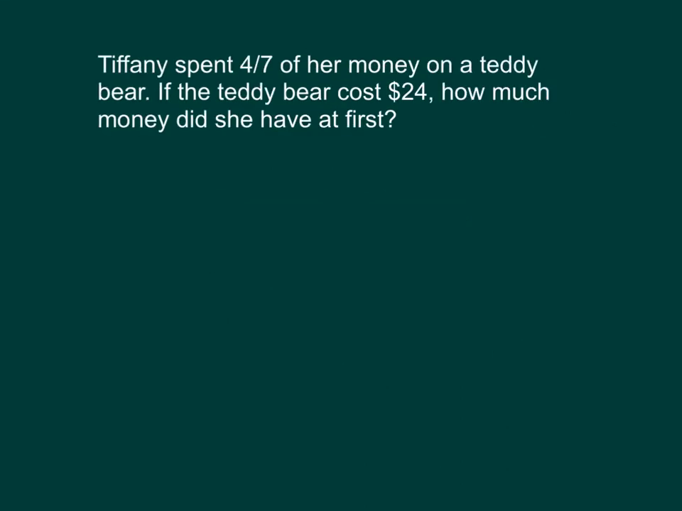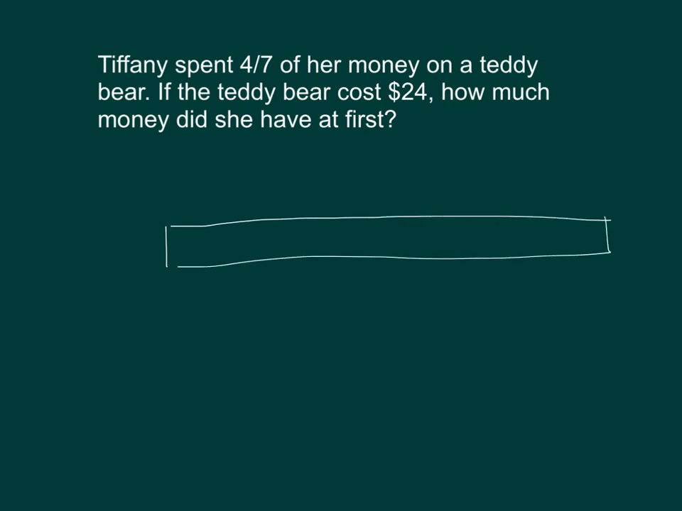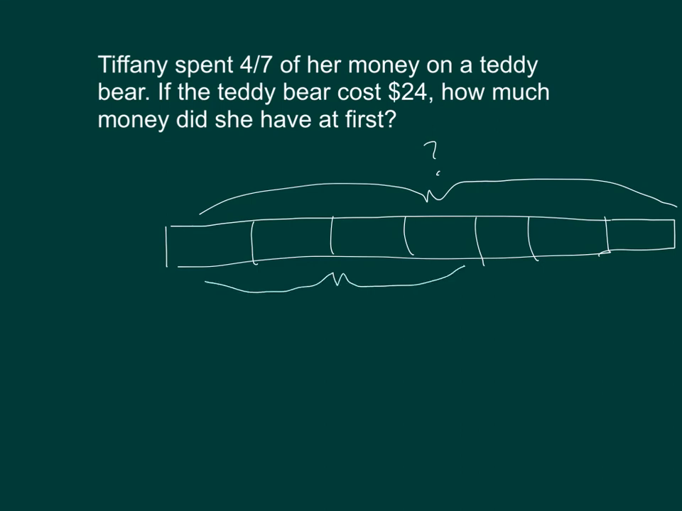Tiffany spent 4/7 of her money on a teddy bear. If the teddy bear cost $24, how much money did she have at first? Let's draw a tape diagram to represent the problem. Divide my bar into sevenths. And the whole thing, the amount of money she had at first, is what I'm trying to solve for. She spent 4/7 of her money. 4/7 was $24.